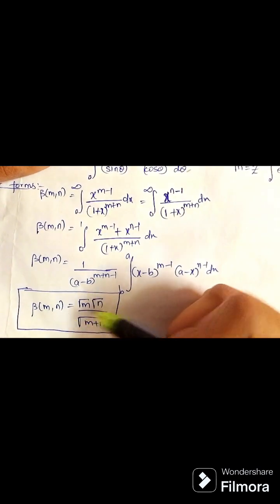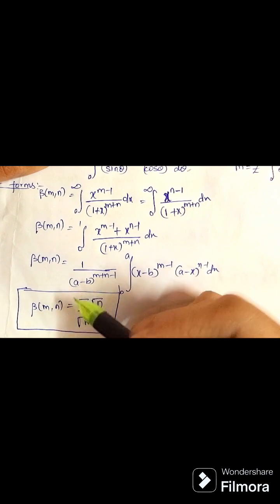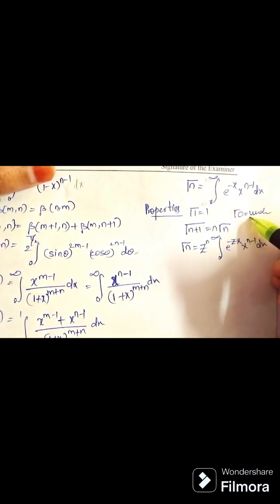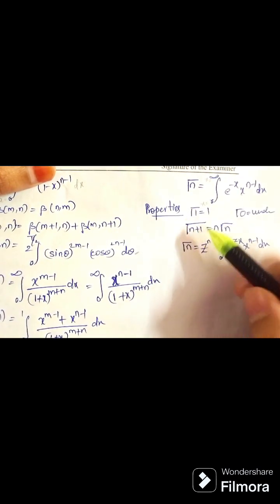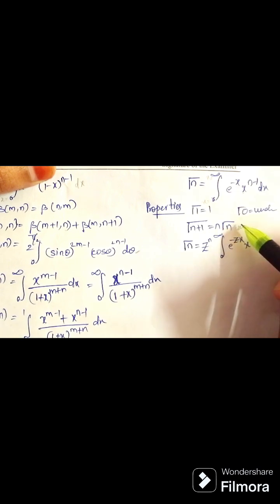And this is very important: the relation between beta and gamma. Beta of m comma n is gamma m gamma n by gamma of m plus n. And next, coming to gamma. Gamma 0 is undefined, gamma 1 is 1, and gamma 0, gamma minus 1, minus 2, all these are undefined. Next, gamma n plus 1, a very important formula, is n gamma n.